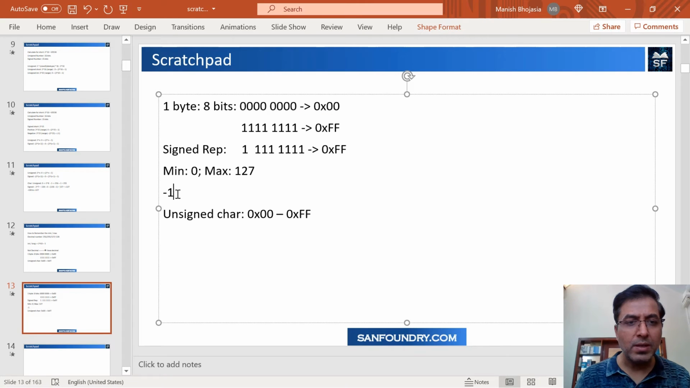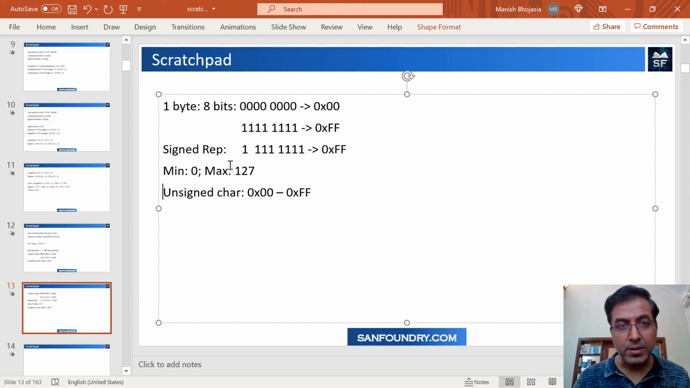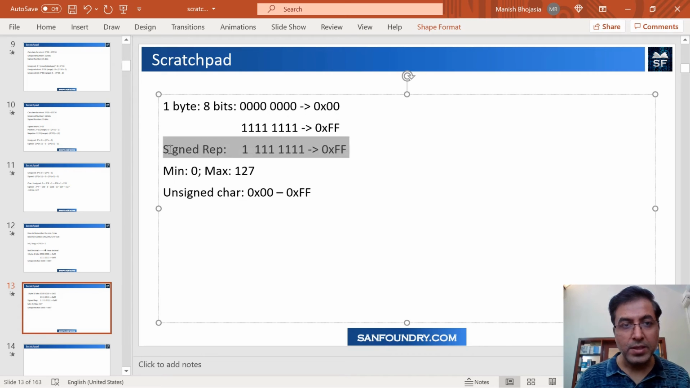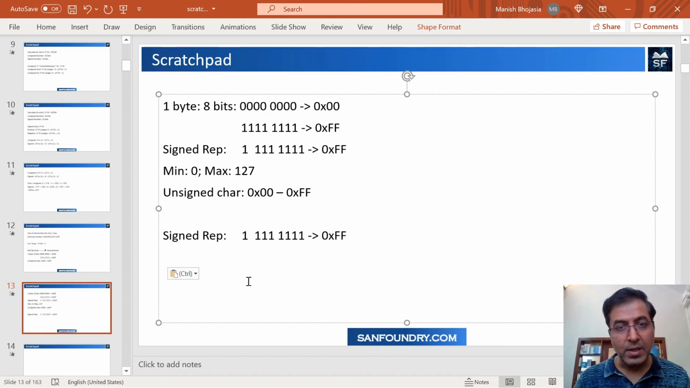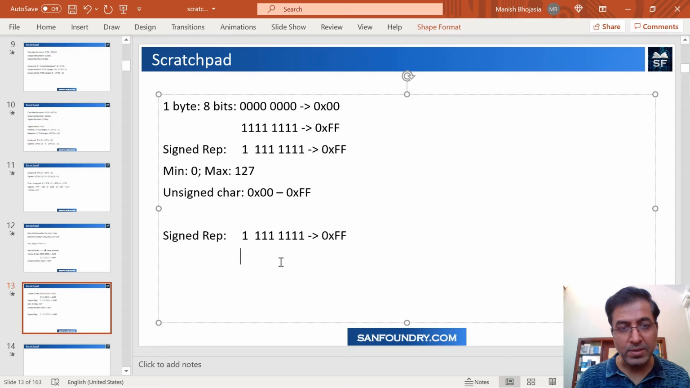So to give a little more clarity on this value, let's keep it like this. We'll just take this out. I'll give you more clarity. When you talk about signed representations, think of this as a sign bit and these 7 positions. So I will just have only two values represented here. I'm writing it once again, 1 followed by zeros.